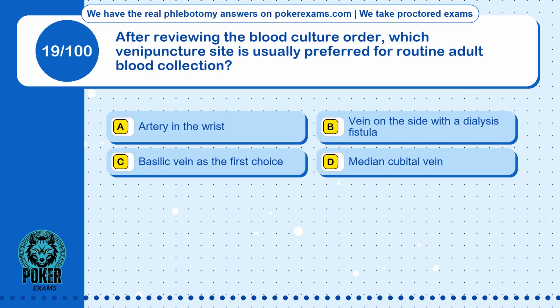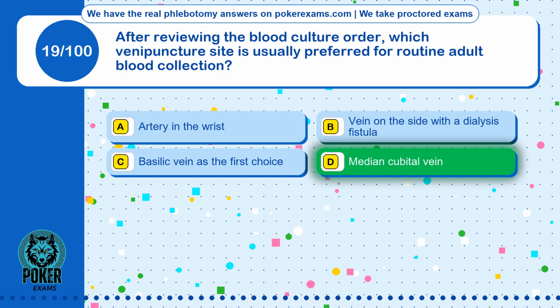Question 19. After reviewing the blood culture order, which venipuncture site is usually preferred for routine adult blood collection? Option A. Artery in the wrist. Option B. Vein on the side with a dialysis fistula. Option C. Basilic vein as the first choice. Option D. Median cubital vein.